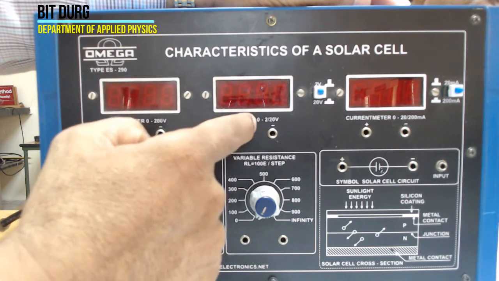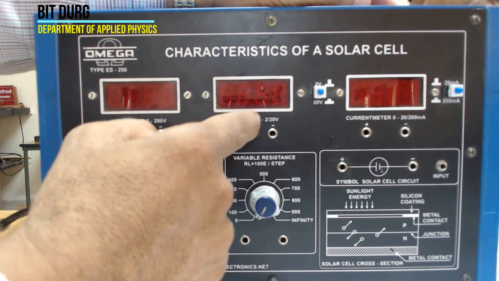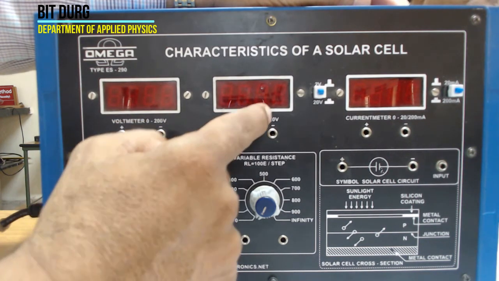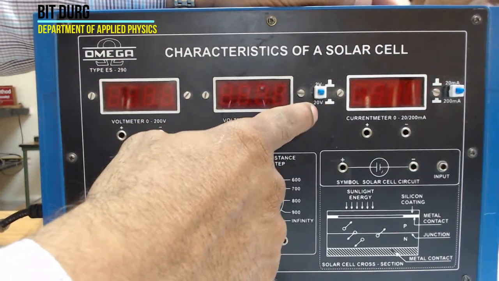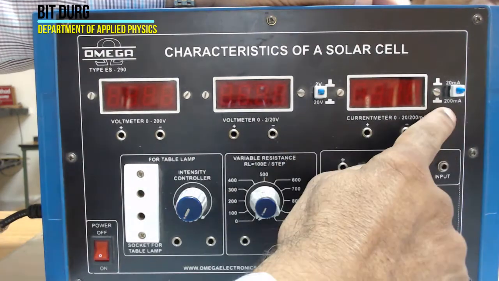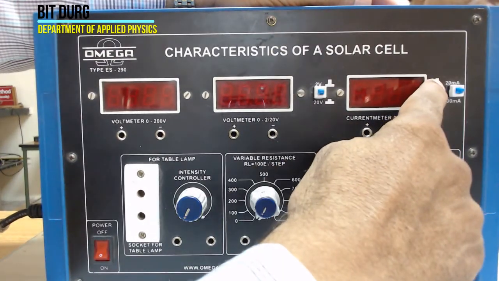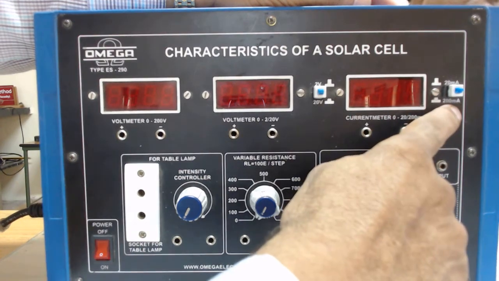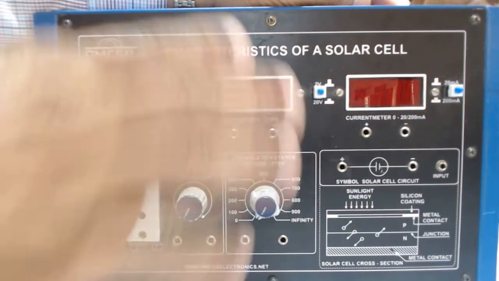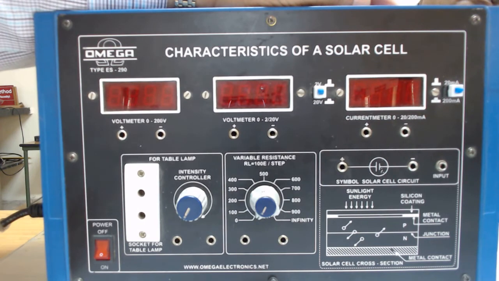Similarly here, the selection of volt range depends on the potential produced by the solar cell. If it is above 2 volt, obviously we have to select the 20 volt range. If the current flowing is larger than 20 milliampere, then we have to select the 200 milliampere range. So this is all about the kit.